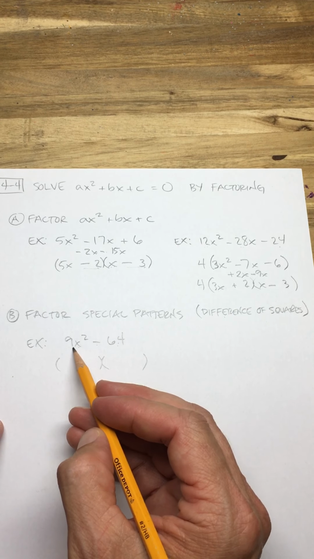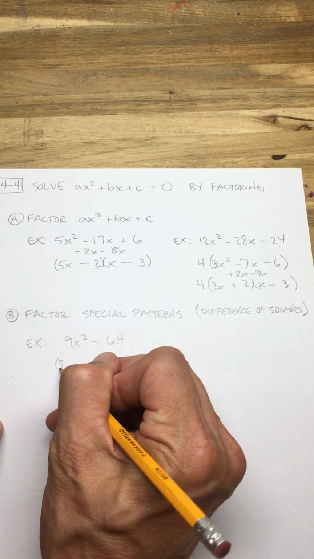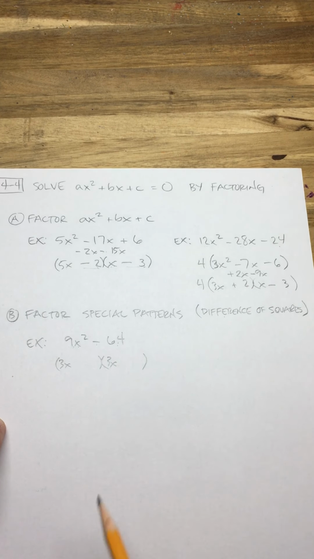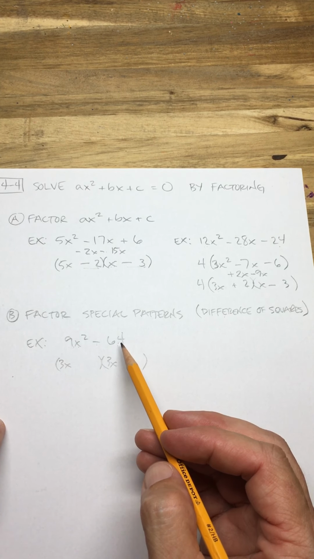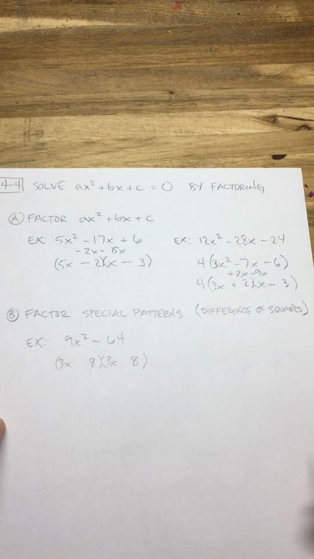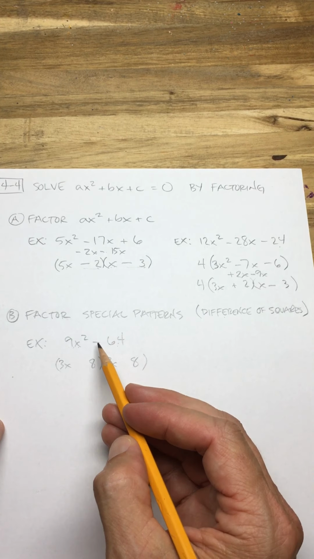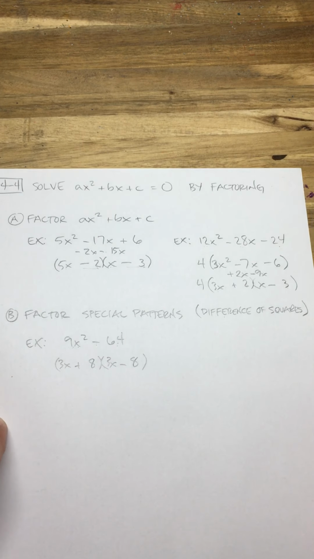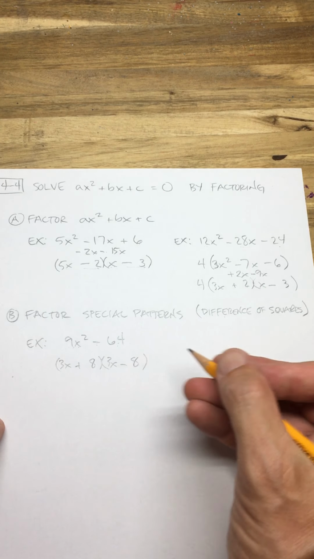All right, what times what gives me 9x squared? 3x and 3x. We do it exactly like the problems up here. Exactly. Now let's look at the last term. What times what gives me 64? Well, 8 times 8, okay? And keep in mind, it is a negative, so it's got to be a positive 8 times a negative 8. That will give me the negative 64, okay? All right. So that's how you factor the difference of squares.